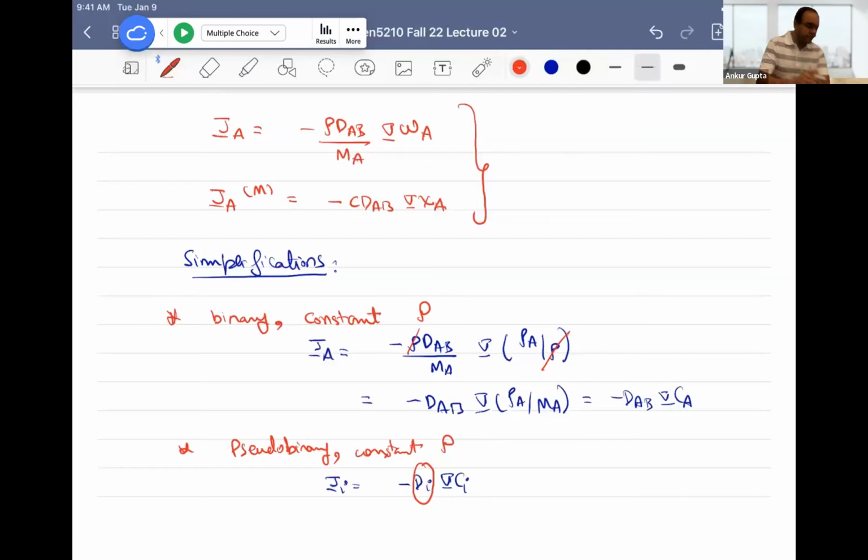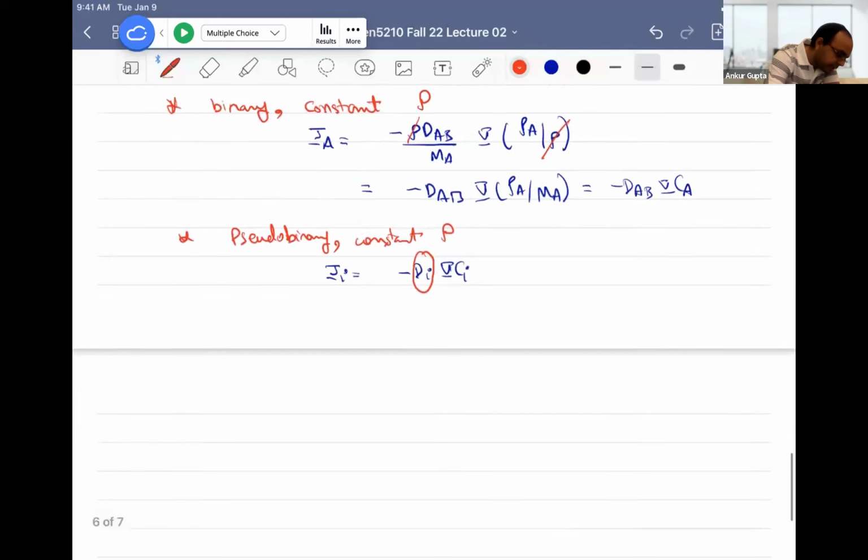All right, the final simplification you see is constant C. Now I'm saying I do not care about binary and constant C.